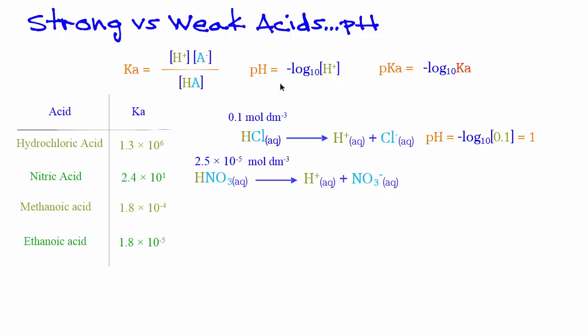pH, the equation for this is minus log to the base 10 of the H+ concentration, that's what the square brackets are. pKa is, as the pH is the P of the H+, we also have P of the Ka. So if you know the Ka value, we can do minus log to the base 10 of that Ka value and we'd have pKa. So the bigger the H+ concentration gets, the smaller the pH. In the same respect, the bigger the Ka, the smaller the pKa.